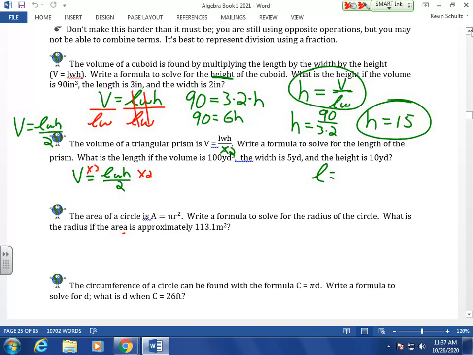So times 2, and we would get 2V equals length times width times height. Okay. Now we're in the same situation as we were up above, right? We want to get the length by itself. What are we doing to the length? What do we do to undo that?